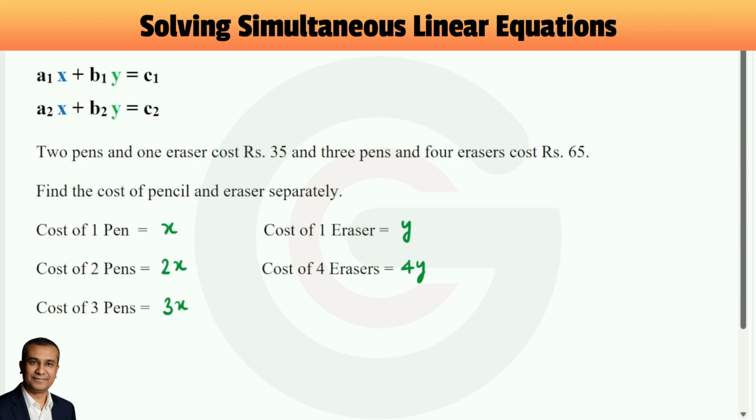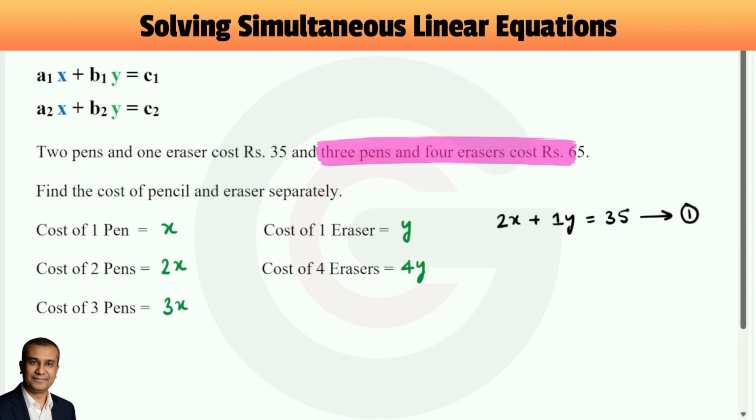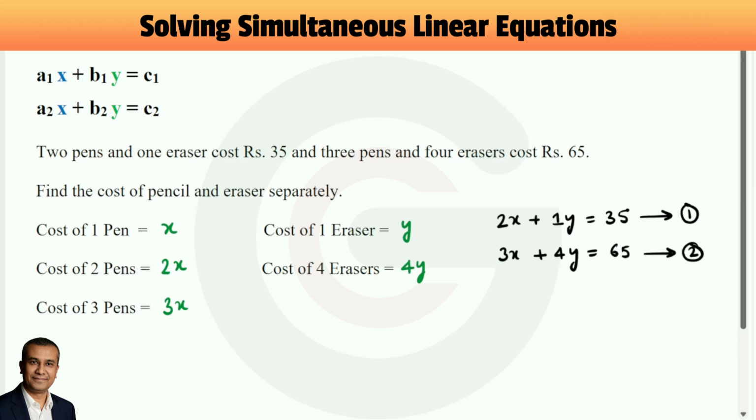Now in this word problem, 2 pens and 1 eraser cost rupees 35. That means 2x plus 1y is equal to 35. This will be the linear equation number 1. Second, 3 pens and 4 erasers cost rupees 65. That means 3x plus 4y is equal to 65. This is linear equation number 2. By solving these two simultaneous linear equations, we can actually find the value of x and y, that is cost of 1 pen and cost of 1 eraser.